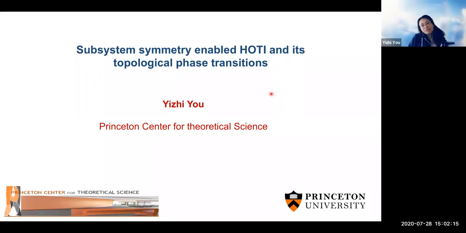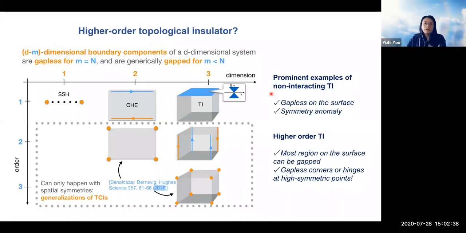Yeah, thanks, Zhuxi, for the introduction. Today, I will talk about a higher-order topological insulator in the strongly interacting region, which is protected by subsystem symmetry. I will also mention some exotic topological phase transition between such kind of higher-order topological insulator toward a trivial Mott insulator phase.